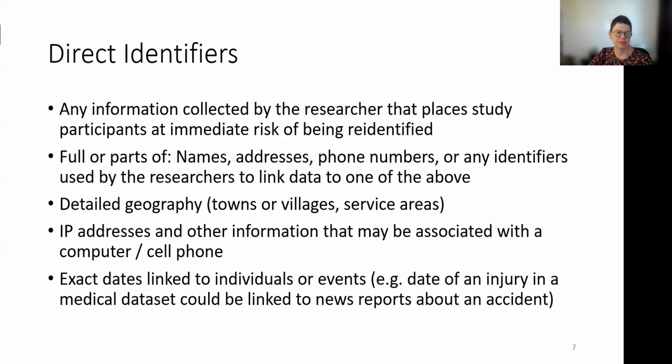Detailed geography can also be an identifier because, even if you don't know exactly who a person is, it helps you narrow down where they are. So things like towns or villages or service areas. In medical research, often you can figure out where somebody might be by looking at which hospital did the research and figuring out, okay, who goes there.